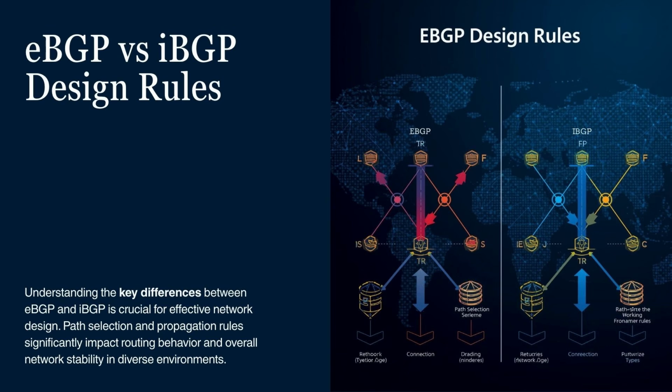eBGP versus iBGP. Another favorite interview question. What's the difference between eBGP and iBGP? eBGP peers use TTL of 1 by default, meaning direct connection is required. iBGP uses TTL 255 and typically needs full mesh or route reflectors. And the famous question, why do we use next-hop-self? Because iBGP doesn't change the next hop attribute when advertising routes. So without next-hop-self, your routers may not reach that next hop.